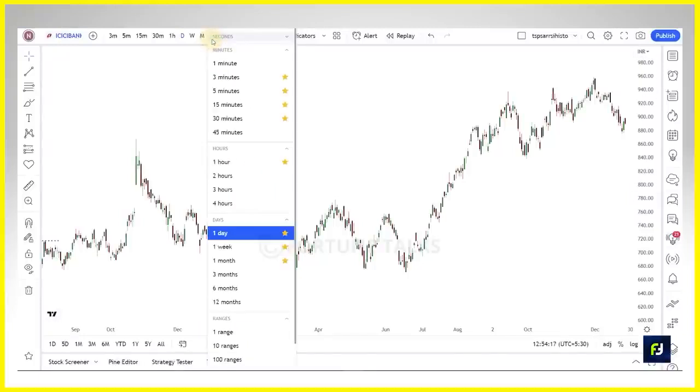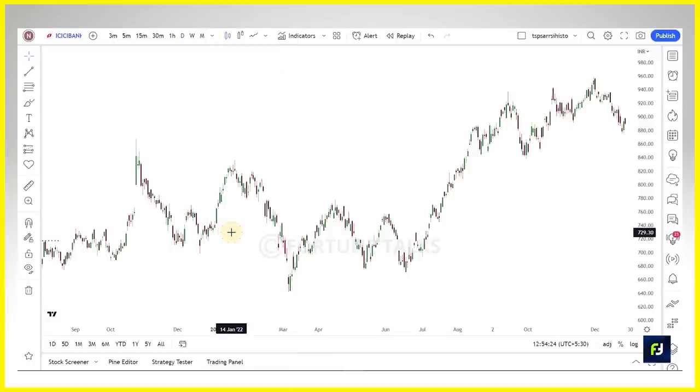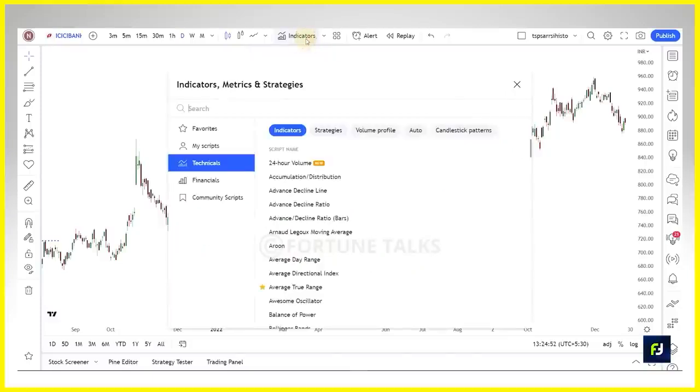So if you are an intraday trader, select an intraday time frame anywhere between 3 minutes to 30 minutes, or if you are a swing trader, go with a much higher time frame like 4 hours or 1 day time frame. Once you are done with these steps, go to the indicator section on the top toolbar section of TradingView, click on it, and as you can see on the left hand side, there are different options like favorites, community scripts, my scripts, etc. And you need to select the technical section.